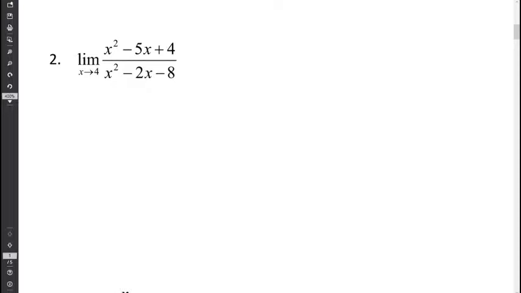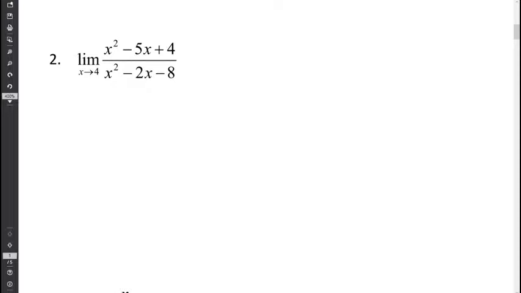This one should be a straightforward factor and cancel one. Ready? Okay, what do we got? Good. One of the things on these factor and cancel problems is that when I plug in 4, I get 0 over 0. So one of the clues is that since I have a limit as x approaches 4, one of the factors that's preventing me from plugging in 4 right now is an x minus 4 factor.